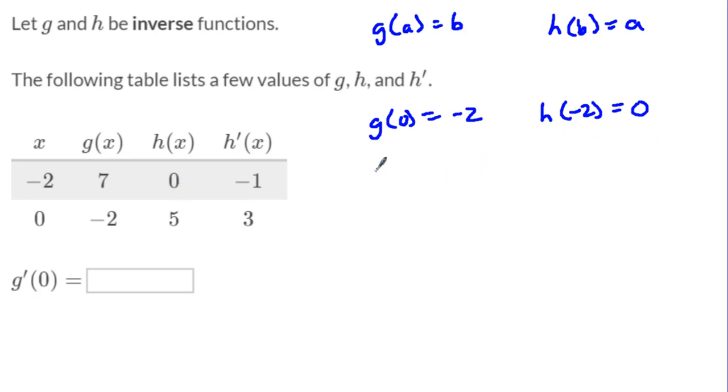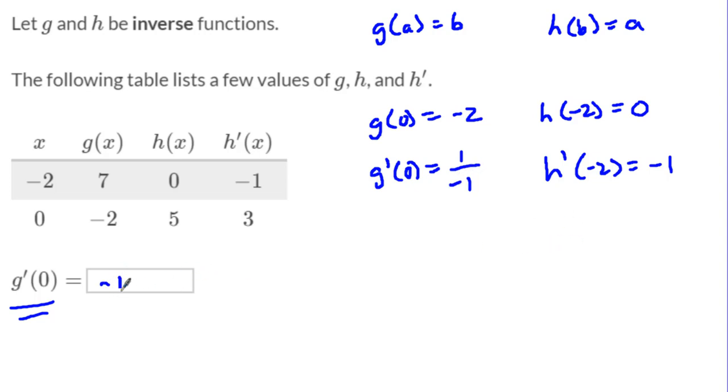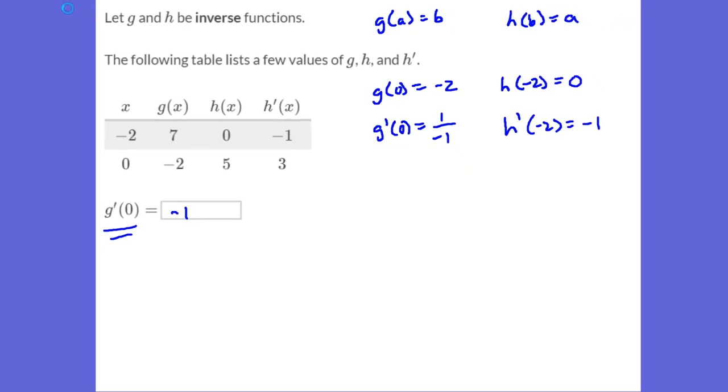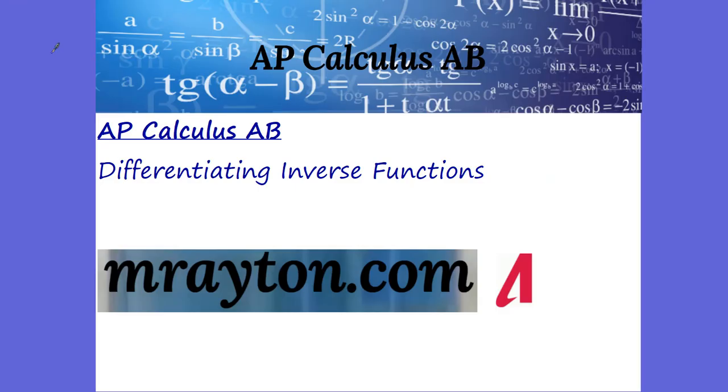Which means for g prime of 0, which is what I'm looking for, I can look at h prime of -2. Let's look at my table. h prime of -2 equals -1. So g prime of 0, the inverse, is going to be the reciprocal of -1, which is 1 over -1, or -1 as well. And that is finding the derivatives of inverse functions.